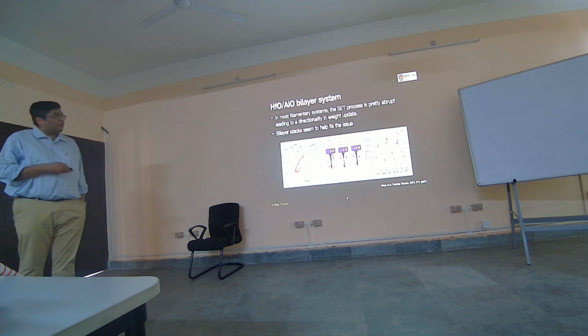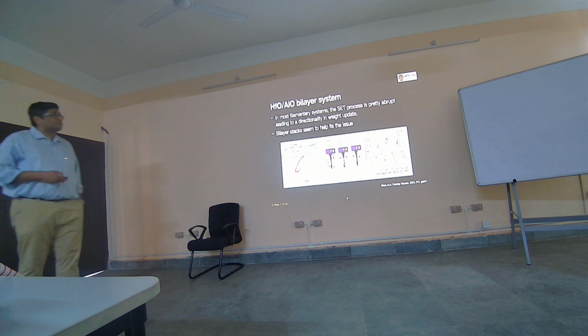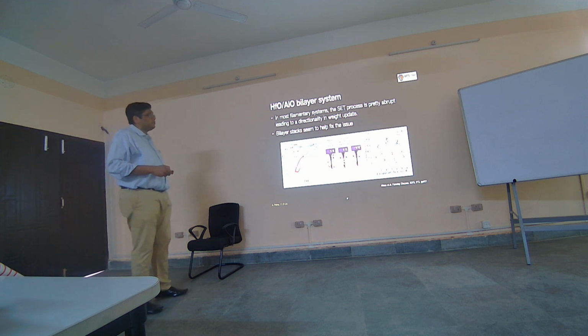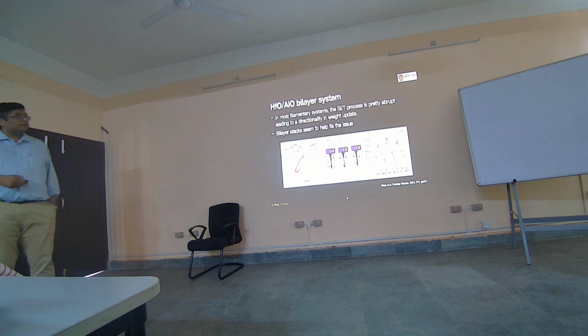Just to see where we are today, we normally use bilayer stacks. We don't use single layer stacks, and bilayer stacks allow us to have bidirectionality in the breakdown. That way we are able to get weight updates in both directions. Here's an example using hafnium oxide and aluminum oxide.